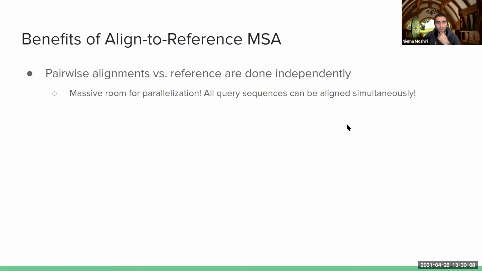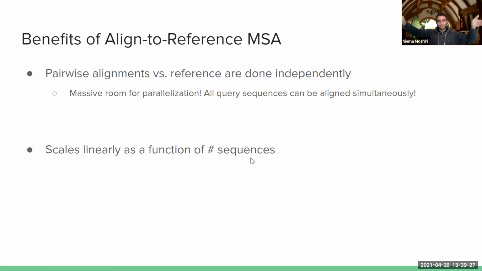Cool, nice. So that's very nice, right? I can parallelize massively. If I get a computer that has like 128 cores in it, I can throw all 128 cores at this problem at the same time. And the second benefit is that it scales linearly as a function of the number of sequences. Remember, it scales quadratically as a function of the length of the sequence, but the length is fixed.